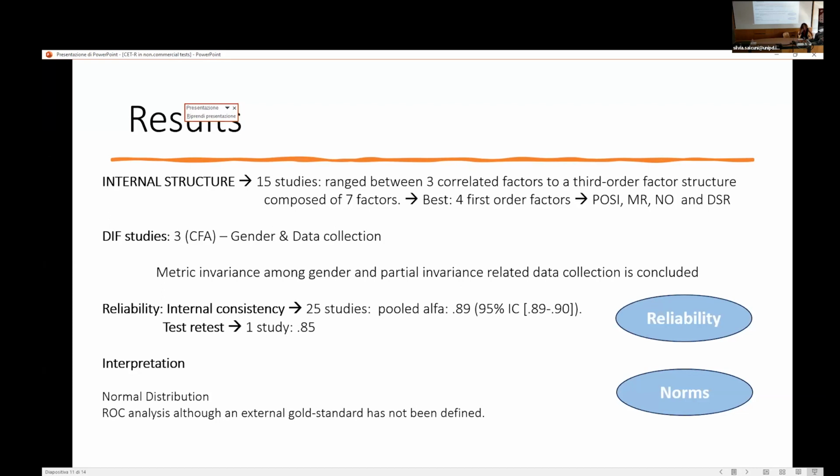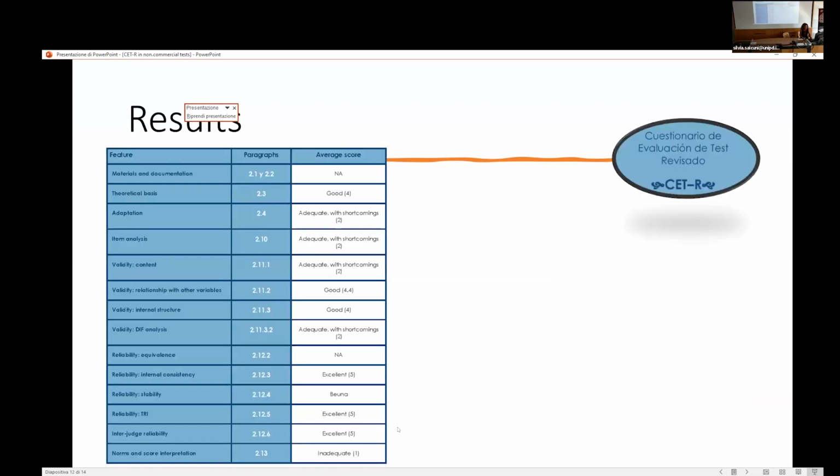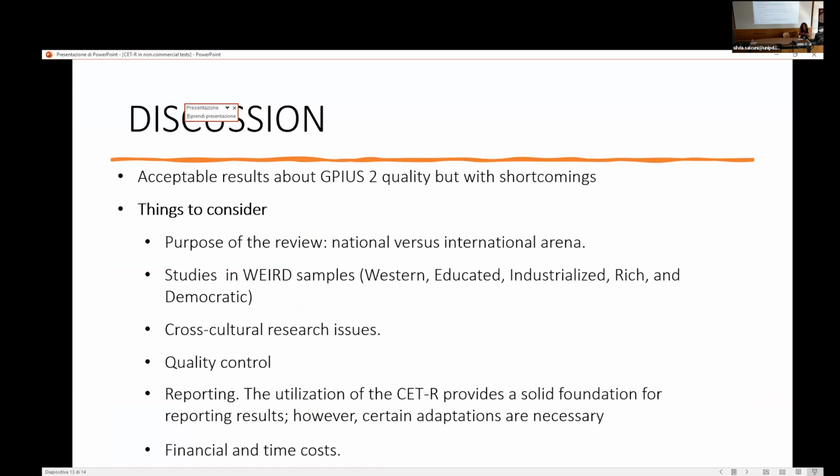Interpretation is where we didn't find anything in terms of norms or cutoff points to conclude about whether there is a problem in internet use or not. Only 2: one was based on the normal distribution, but it's not really well founded, and the other one, the same, they were using ROC analysis, but we didn't have any external gold standard to define the cutoff point. When we did that, we were able to fill in every aspect of the test review model. Here we have the summary that is provided, so you can see that in general, the results are good, even if some things still need to be improved.